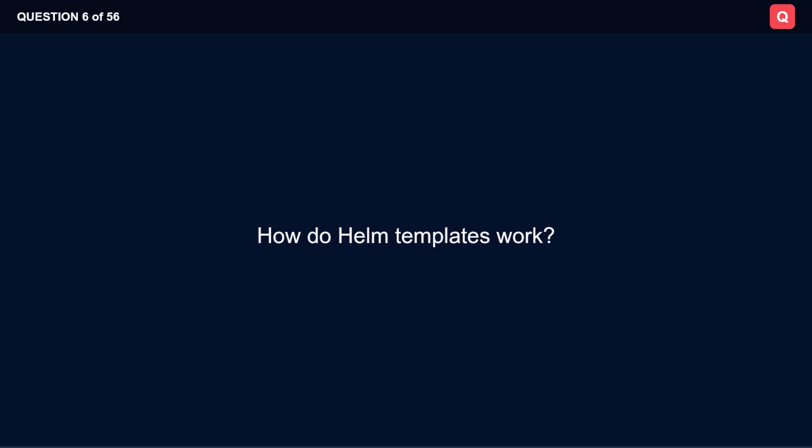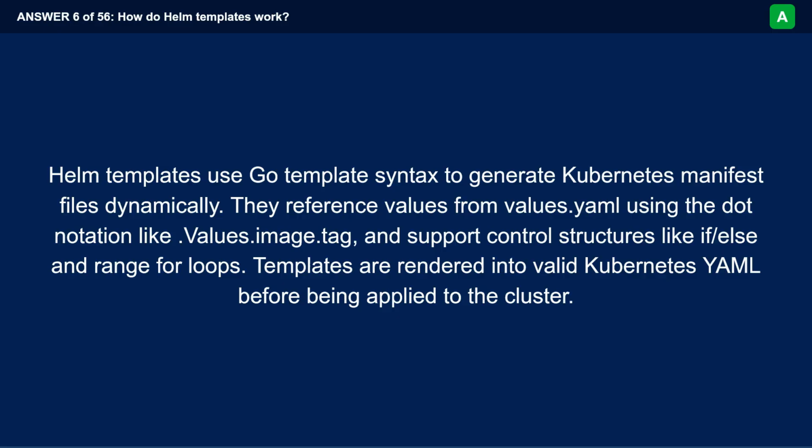How do Helm templates work? Helm templates use Go template syntax to generate Kubernetes manifest files dynamically. They reference values from values.yaml using dot notation like .Values.image.tag and support control structures like if/else and range for loops. Templates are rendered into valid Kubernetes YAML before being applied to the cluster.